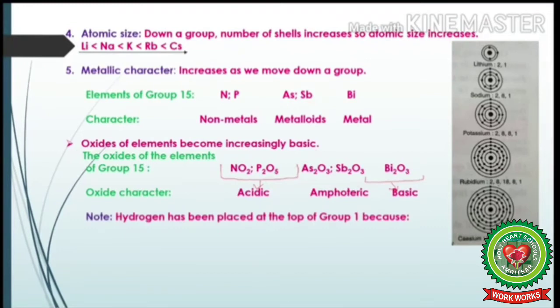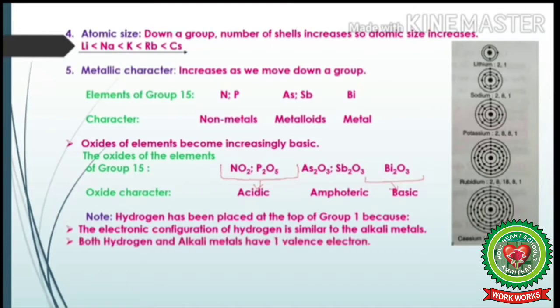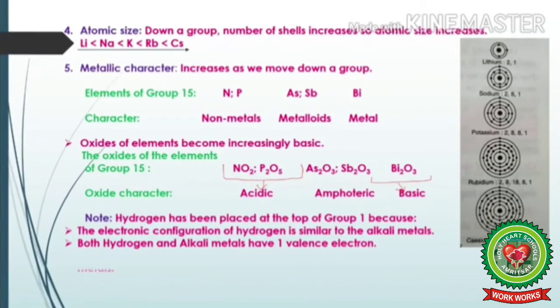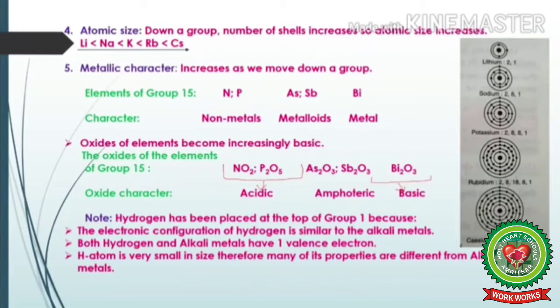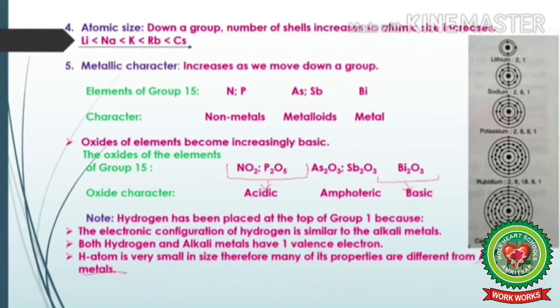Hydrogen is a non-metal, but still it has been placed on the top of group 1 because the electronic configuration of hydrogen is similar to the alkali metals, and secondly, both hydrogen and alkali metals have one valence electron. But due to the very small size of the hydrogen atom, many of its properties are quite different from alkali metals.